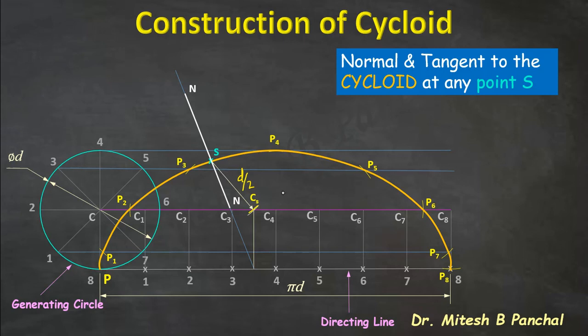As we know that normal and tangent are perpendicular, from point S draw a line perpendicular to the normal NN, and that will give you the tangent TT. This way we can draw the normal and tangent at any given point on the cycloid. So this is the construction procedure of the cycloid as well as the procedure to draw the normal and tangent to the cycloid at any given point S.